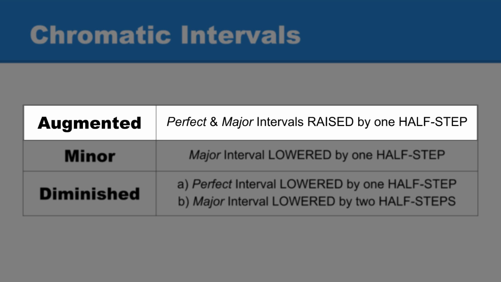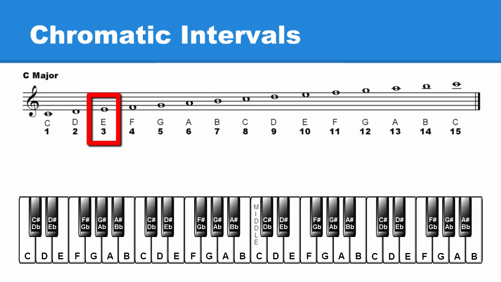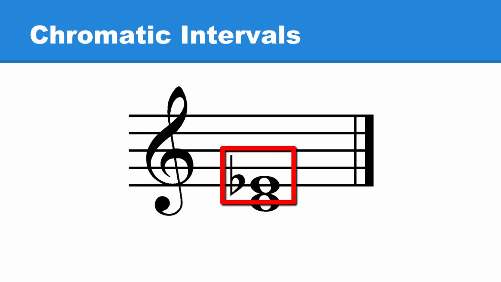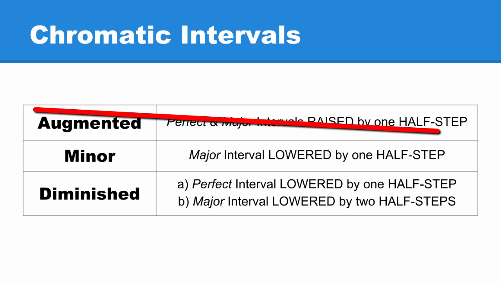Augmented intervals are major or perfect intervals raised by 1/2 step. Scale degree 3 in the major scale is a major interval, but this E has a flat added to it. Flats lower the pitch by 1/2 step. Since augmented intervals are raised by 1/2 step, we know it's not an augmented interval.